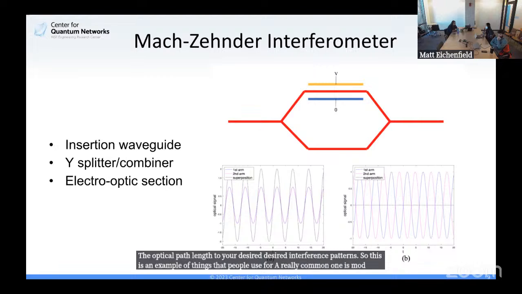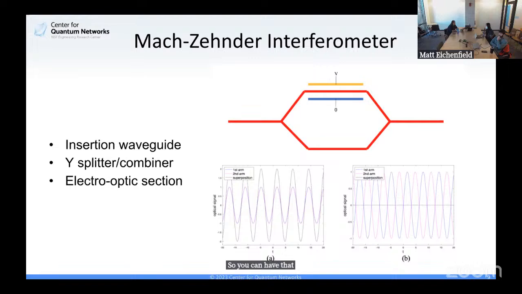So this is an example of things that people use. A really common one is modulators. So you can modulate between fully constructive and fully destructive, so you can have that binary 1-0 pattern when you're doing telecommunications.